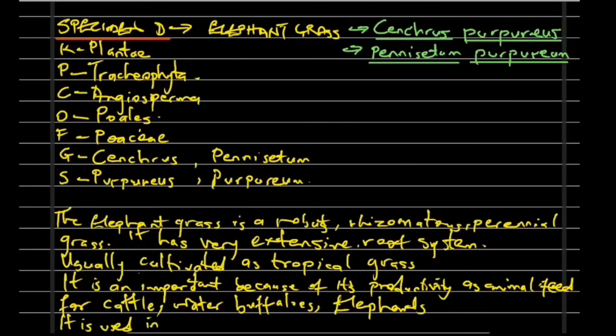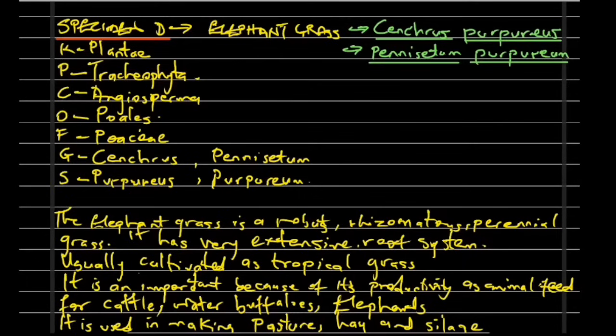It is used in making pasture, hay, and silage. It is used in making all of this, pasture, hay, as well as silage. And it is best served to the animals fresh.